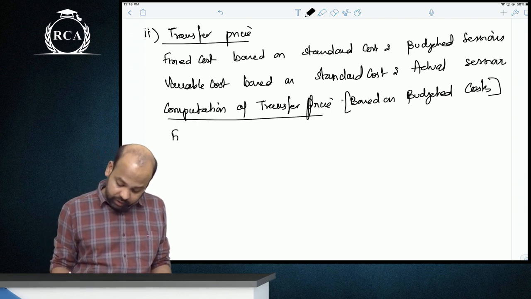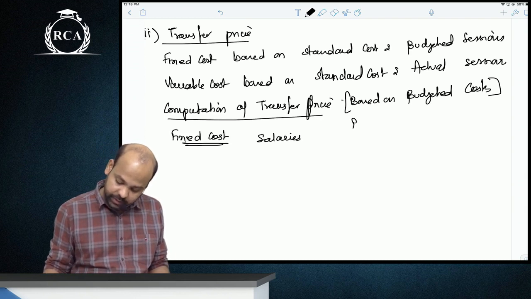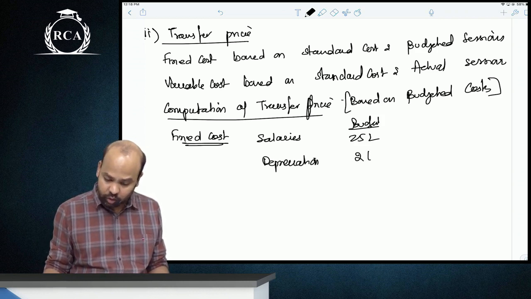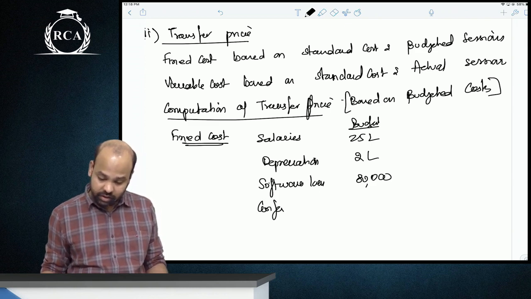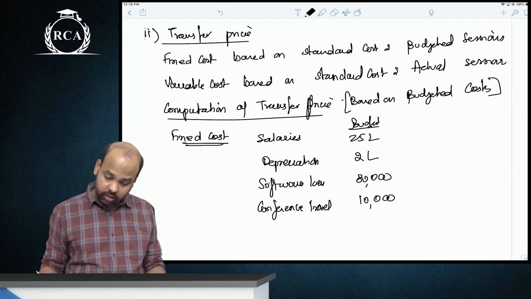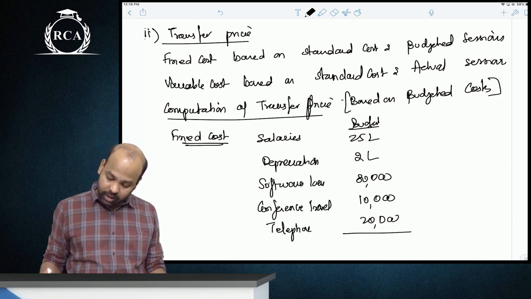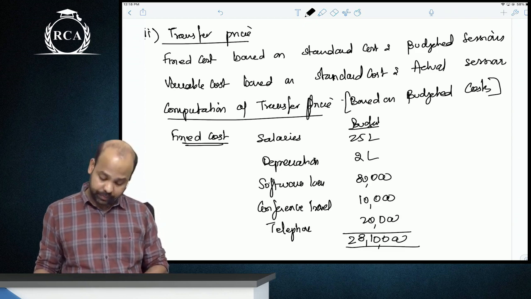First, the fixed cost. Salaries as per the budget are 25 lakhs. Depreciation on office equipment is a fixed cost, and that is 2 lakh rupees. Software licenses is again a fixed cost, and that is 80,000. Conference travel for all of these train the trainer sessions is a fixed cost. Telephone is a fixed cost. All put together is 28 lakhs 10,000.